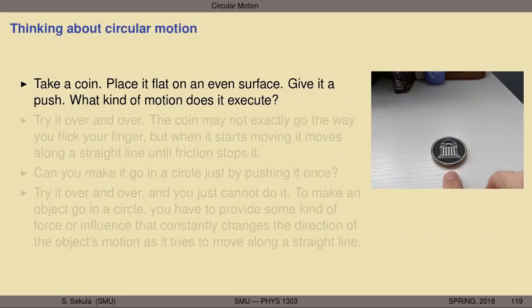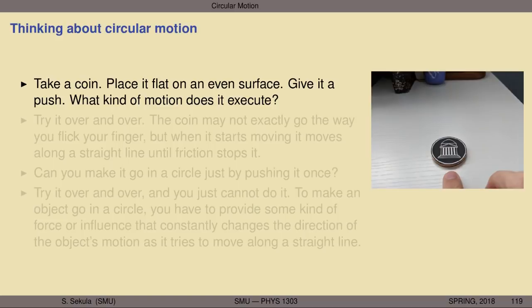Let's begin by thinking about circular motion and how you can make it happen. Again, we've seen examples of this, but let's take a really simple example. Take a coin. I've depicted a ridiculously large coin in the picture on the right here. Put it flat on a nice, level, even surface. Now, give it a push. What kind of motion does it execute?